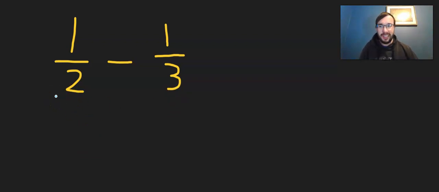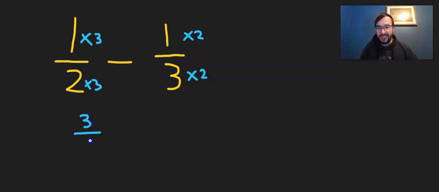Normally we just think of a number that's in both of these two times tables. So something that's in the 2 times table and something that's in the 3 times table for this case. The number 6 is in both the 2 times table and the 3 times table. So if we multiply the top and the bottom of this fraction by 3 and the top and the bottom of this fraction by 2, we can get them to have a common denominator. Remember, whatever you do to the numerator, the top number, you have to also do to the denominator.